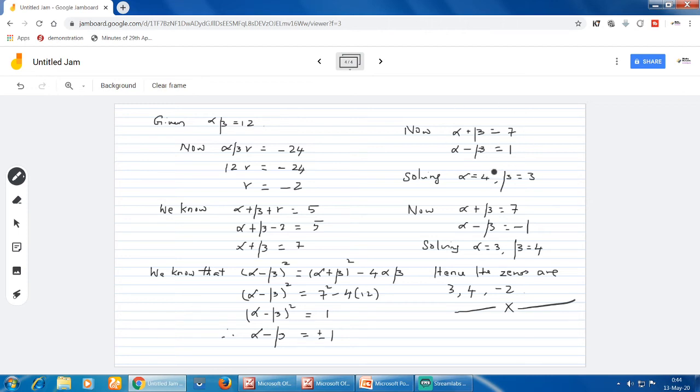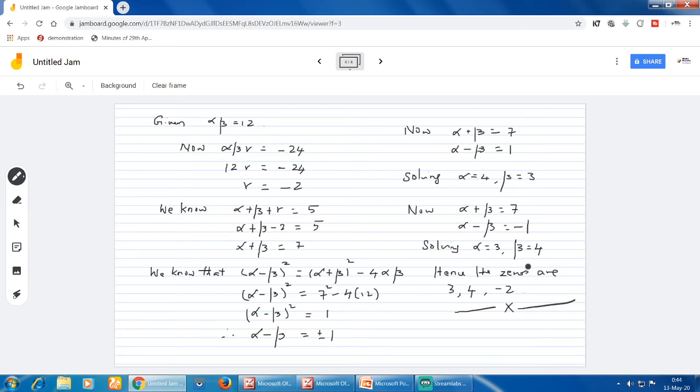Suppose we take alpha plus beta is 7 and alpha minus beta is minus 1. As usual you can solve easily, and solving you get alpha is 3, beta is 4. Those who get the answer, please comment in the box so that I can know that you are getting this. Alpha is 4, beta is 3 and alpha is 3, beta is 4.